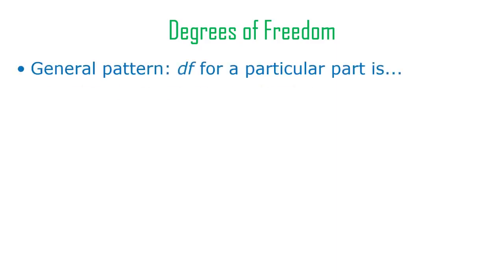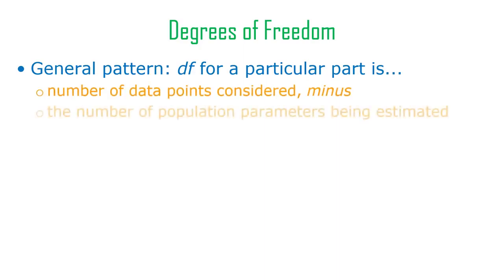So the degrees of freedom, in general, for any particular part of this analysis is the number of data points considered minus the number of population parameters being estimated. So the degrees of freedom for the between subjects portion is k minus 1, the number of groups.